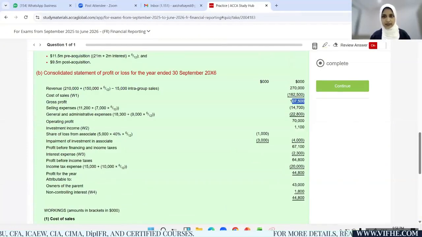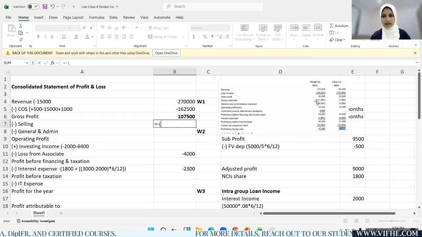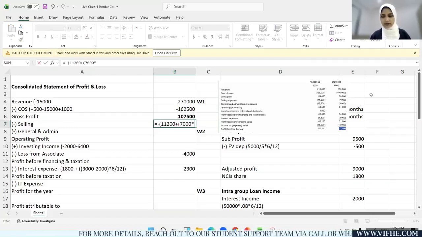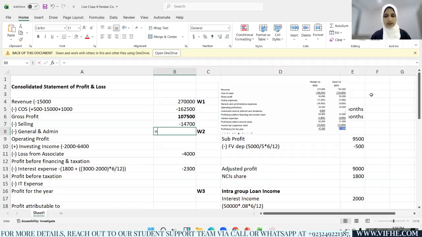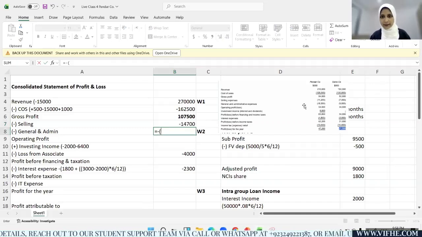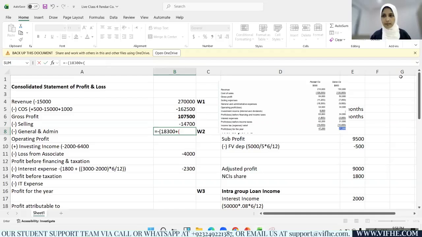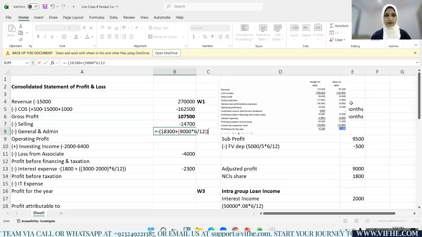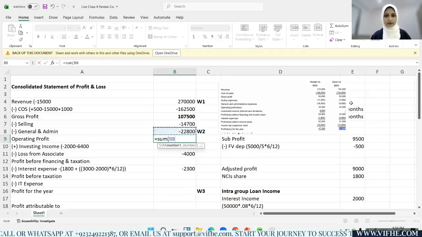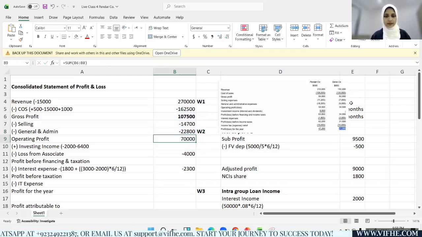Yeah, it's absolutely correct. It's tallying. Okay. Now, selling expenses, negative sign outside the bracket, 11,200 plus subsidiaries is 7,000. So into 6 by 12. Then you have general and admin. So negative sign outside the bracket, 18,300 plus 9,000 into 6 by 12. So you got your operating profit, the compulsory mandatory profit you got.